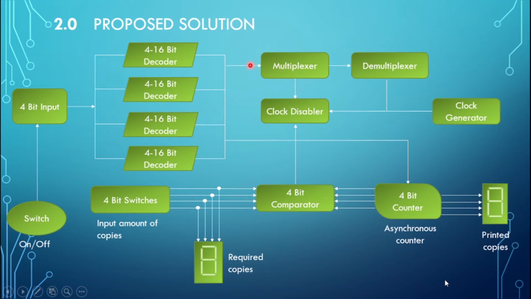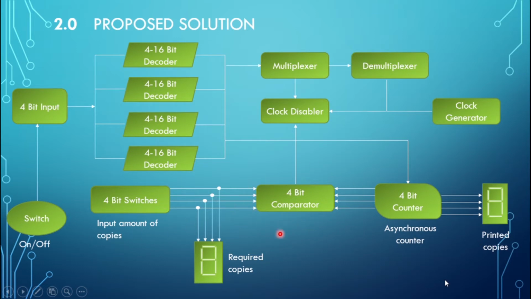The multiplexer will finally push a signal to the clock disabler. This one is the clock generator. The clock generator will also push a signal to the clock disabler every time the system makes a printing. After that, the user will be required to input the amount of copies that they want. After the user inputs the amount of copies, the 4-bit switches will push a signal to the comparator.